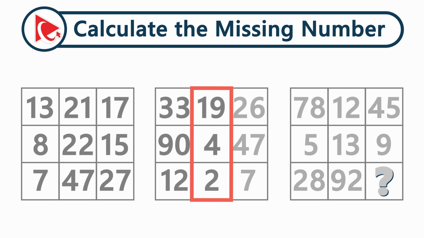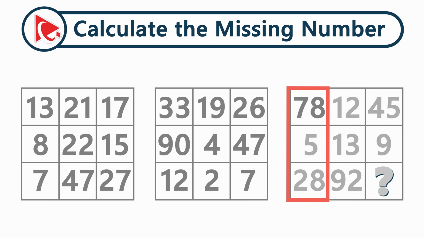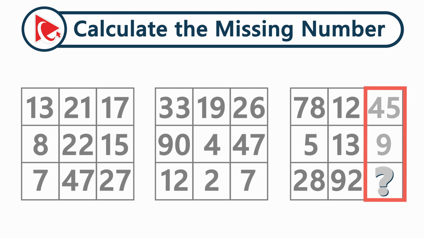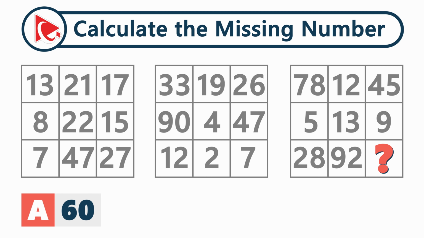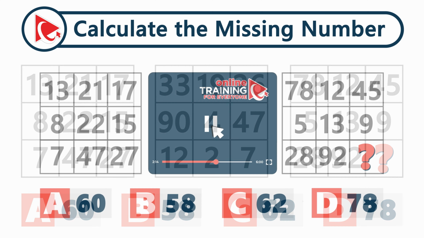And then in the right column, it has numbers 26, 47, and 7. Third square has numbers 78, 5, 28. In the middle column, the numbers are 12, 13, and 92. And then comes the right column, which has only two numbers, 45 and 9. And then comes the missing number, which you need to calculate and select out of 4 possible choices. Choice A, 60. Choice B, 58. Choice C, 62. And last but not least, choice D, 78.